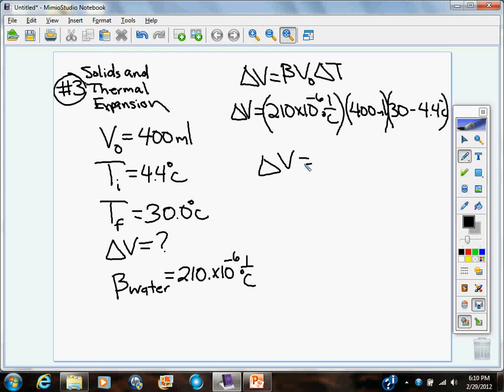Multiplying that out, I get my change in volume as being 2.15 milliliters, which to sig figs, my change in volume is 2.2 milliliters.